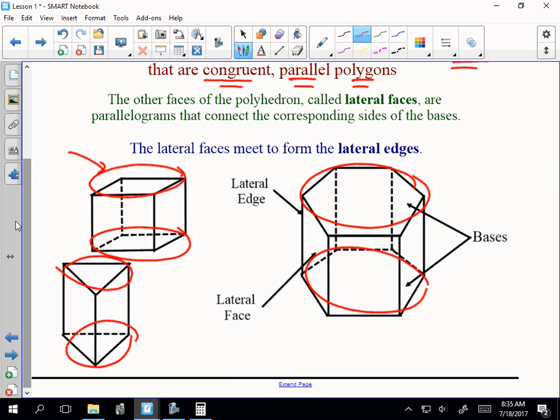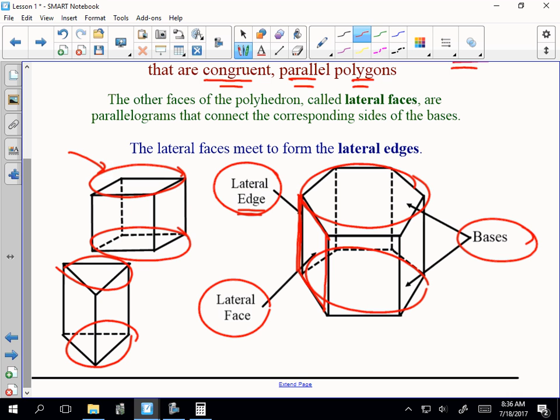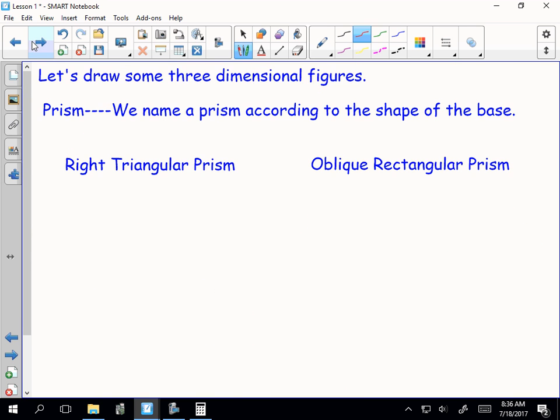Now let's look at some of our other terms that we have to define. A lateral edge is a measurement that connects the two base values. A lateral face is the shape that you get when you're connecting the two bases, a two-dimensional shape, versus a lateral edge, which is just a segment of a line. And then we have our base values. Once again, our bases are the two congruent parallel polygons. Those are some of our new terms that we have to know and understand and be able to use in this unit.